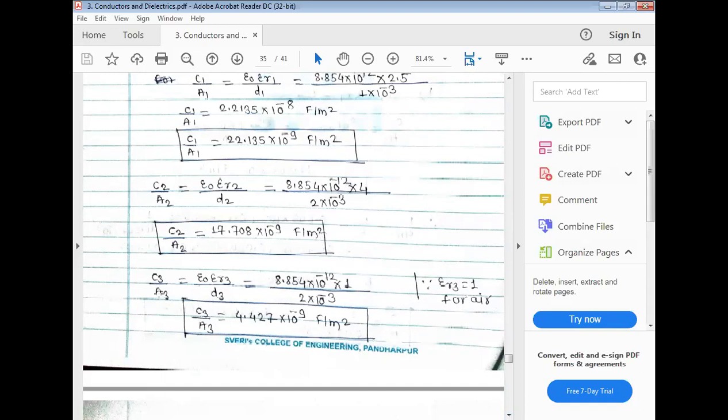Okay, and the same we have to find for the third region.